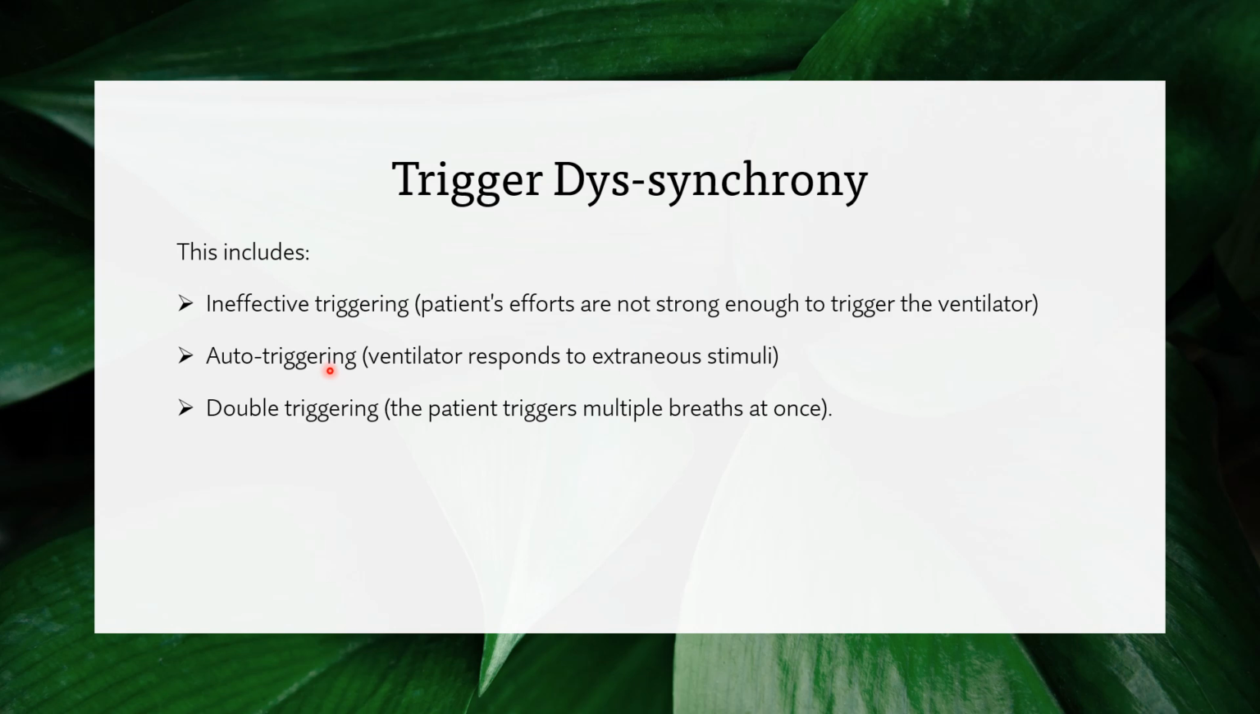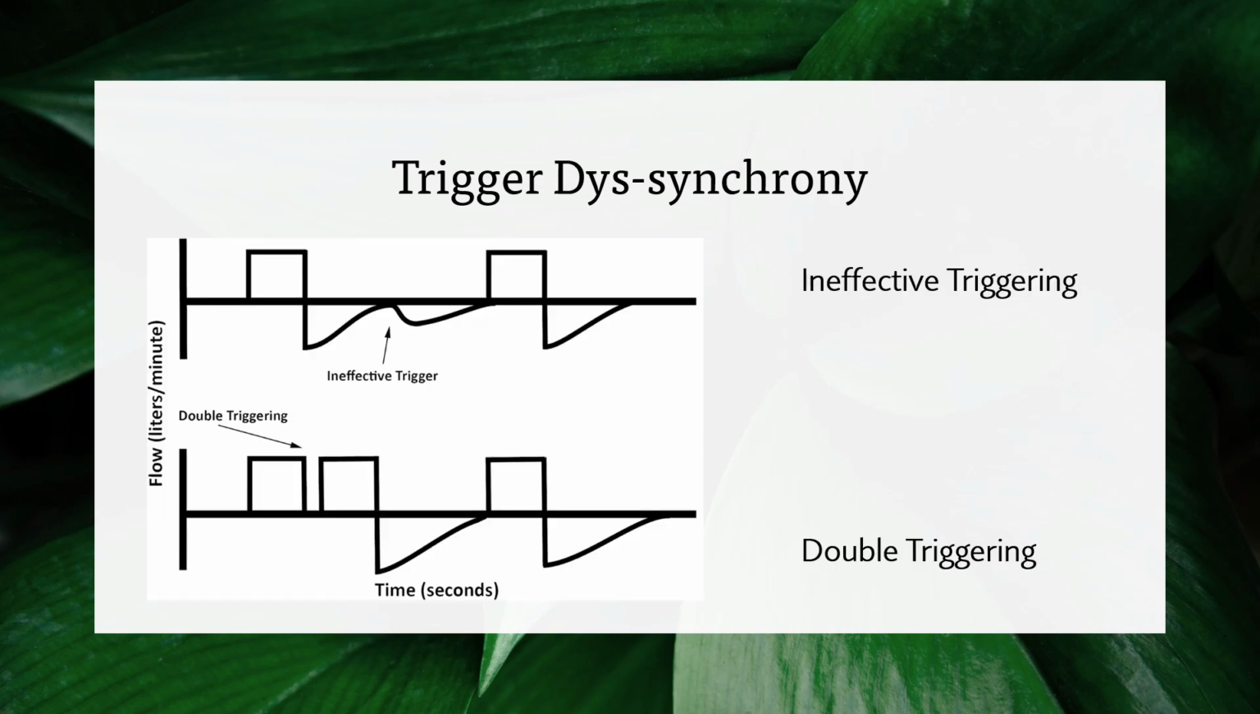Auto triggering of the ventilator is inappropriate triggering of ventilation when the patient is not attempting to initiate a breath, but the ventilator still initiates a breath. Here you can see ineffective triggering. It is characterized by the patient making an insufficient respiratory effort to trigger the ventilator. This is commonly seen in the setting of auto-PEEP and obstructive lung disease.